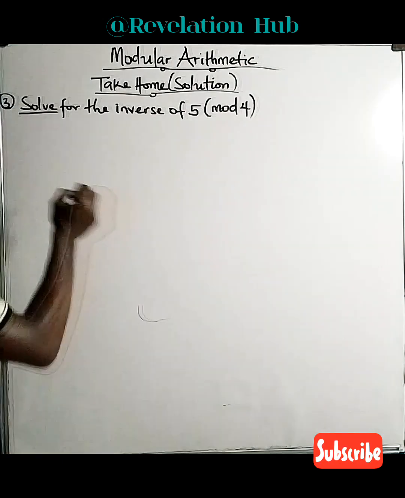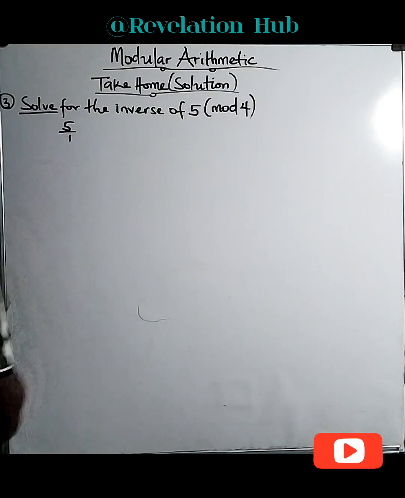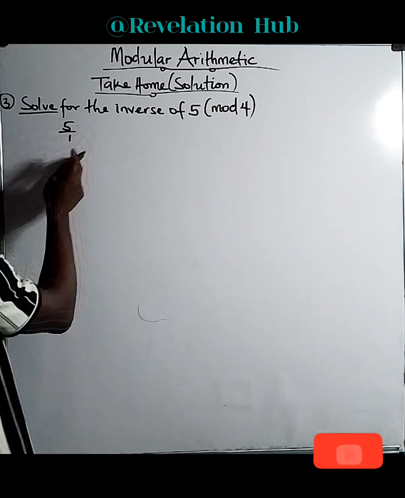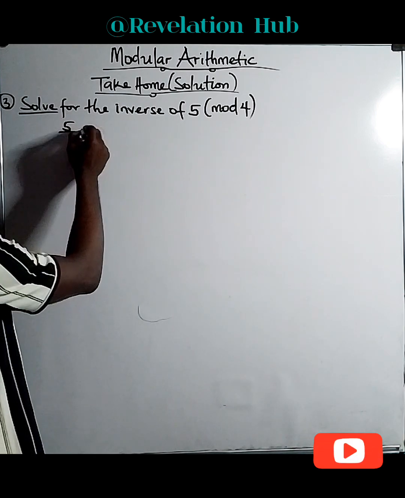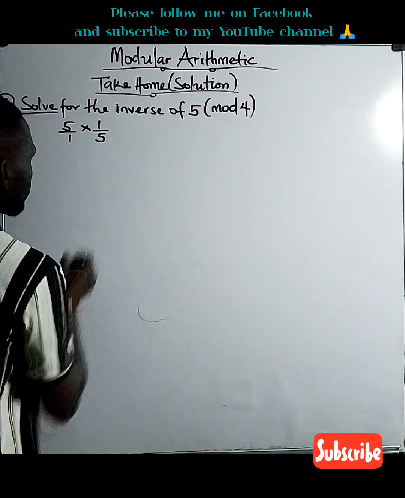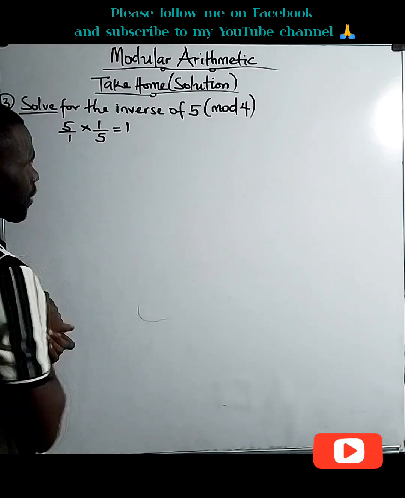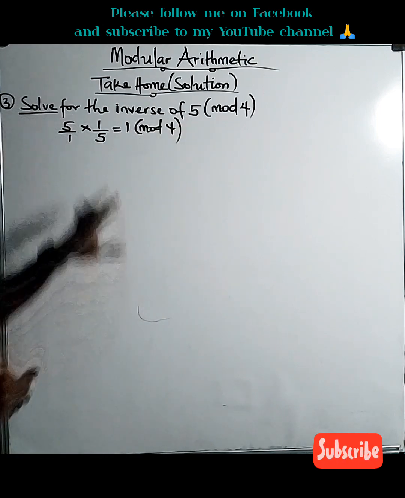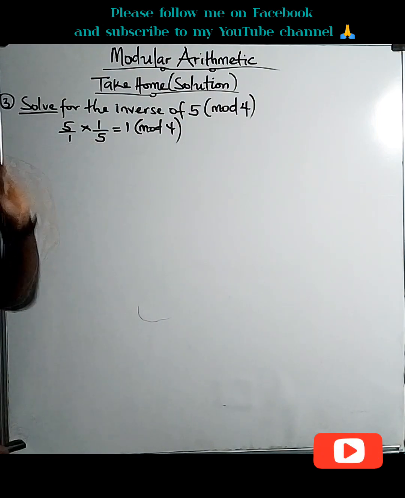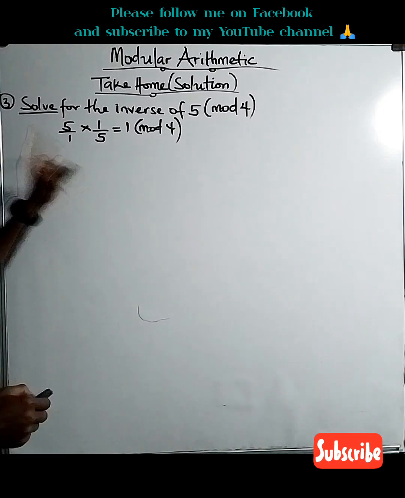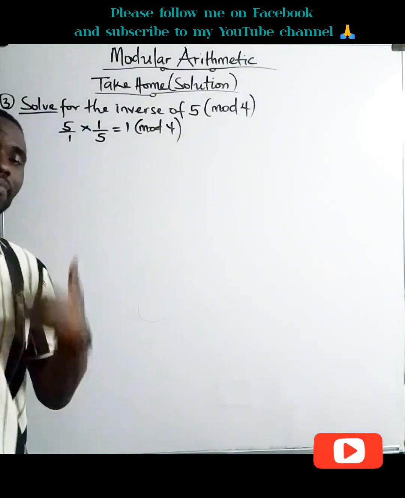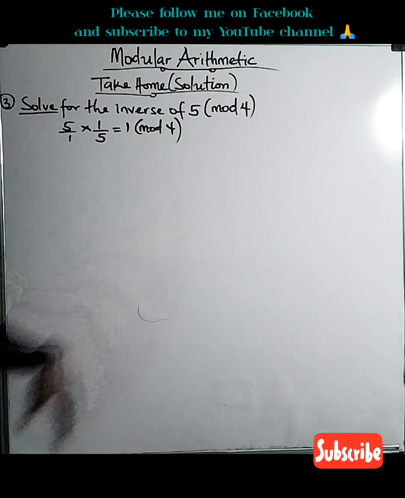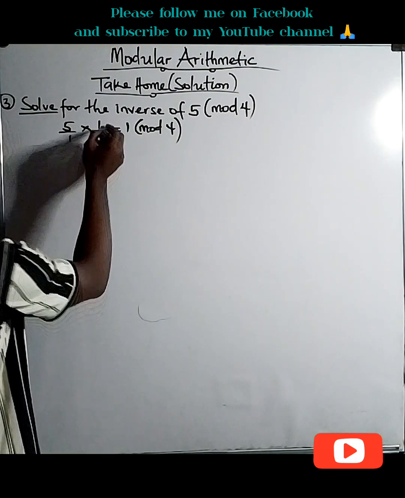For example, the inverse of 5: don't forget that 5 is 5 over 1. When we talk about inverse, the numerator becomes the denominator and the denominator becomes the numerator. So 5 over 1 becomes 1 over 5. When we multiply these, we end up getting 1 in modulo 4. So we're looking for a value that when we multiply it with 5, and we convert the result to modulo 4, the result will surely give us 1 modulo 4. What value represents 1 over 5?